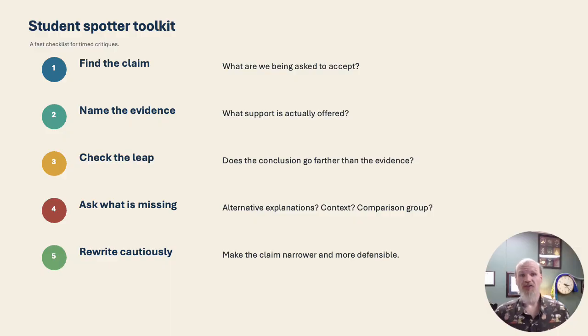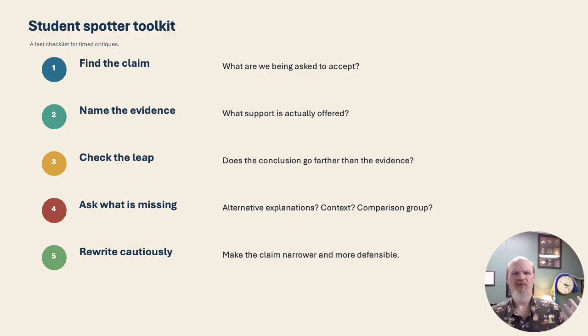This slide sort of gives you the student spotter toolkit. Find the claim, figure out what evidence is there, if there is any. Check the leap. Is the evidence going to actually support the conclusion? Figure out what might be missing. A good idea that's always useful when looking at an argument is to think about what evidence you would need to make the counter argument, or what the counter argument is.